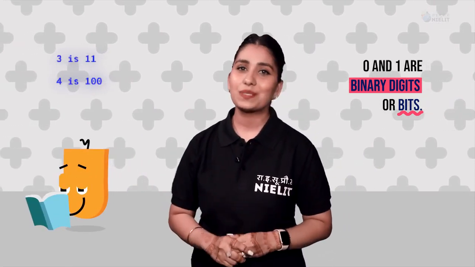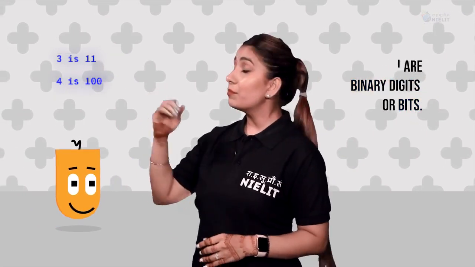Do you know how we write number 3 in binary? We write number 3 as 1 1. We write number 4 as 1 0 0. We will learn more about binary in a later course.